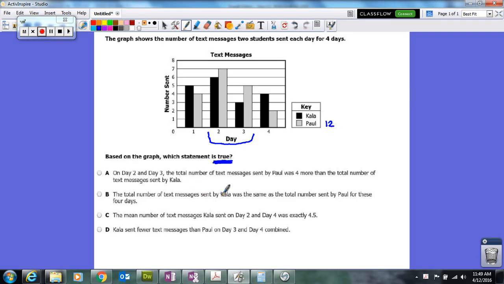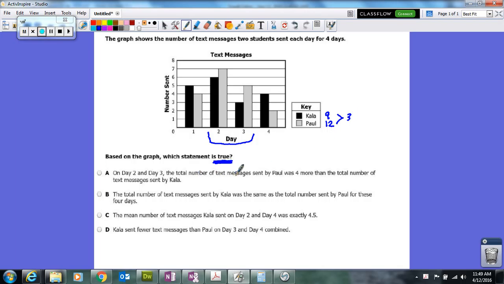We're comparing that to Kayla for those 2 days. So Kayla on day 2 sent 6 messages, and on day 3 she sent 3 messages. That's a total of 9 messages. Now, the total number of messages sent by Paul is supposed to be 4 more than the total number Kayla sent. But actually, it's only 3 more, because the difference between 12 and 9 is only 3.